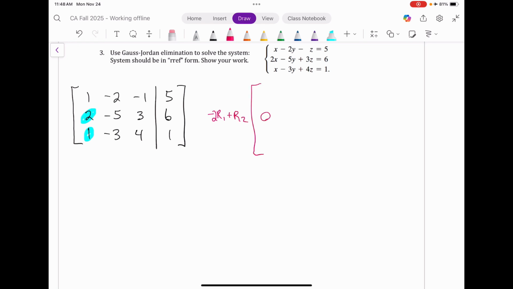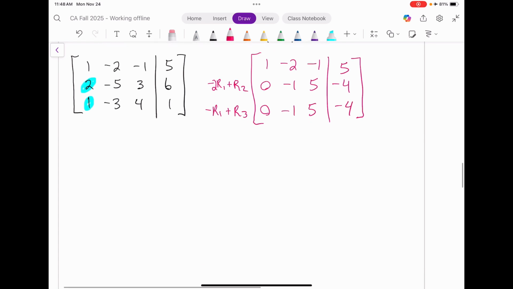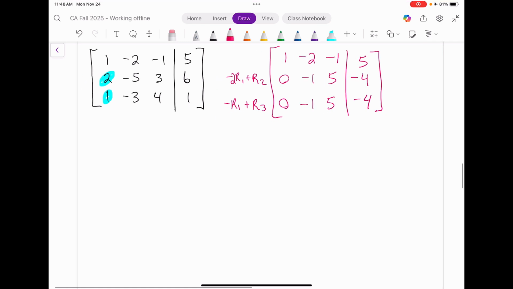So that'll get us 0, -1, 5, -4. We're not changing row 1, so we could copy and paste that as well. And then for row 3, we just need to do negative row 1 plus row 3 to get that 0. And then the other numbers would be -1, 5, -4. All right, so you'll notice those last two rows are the same.